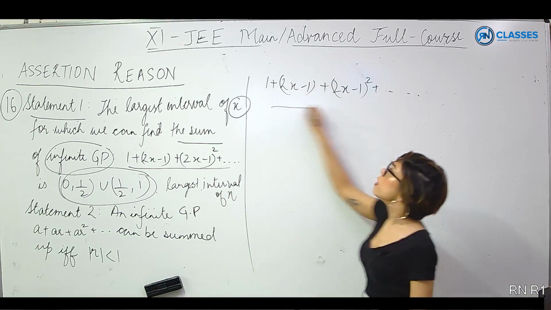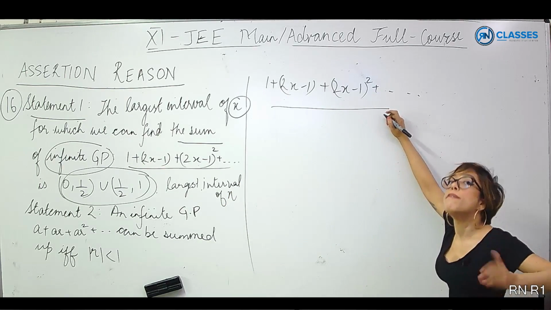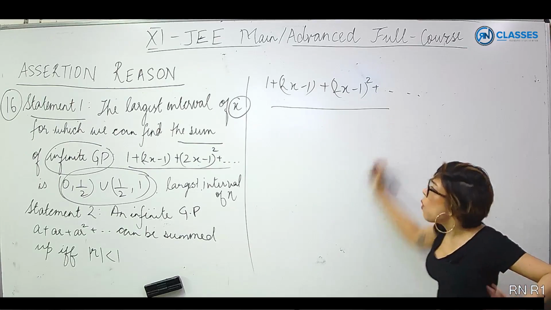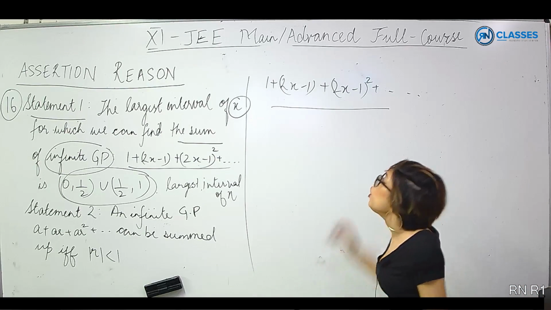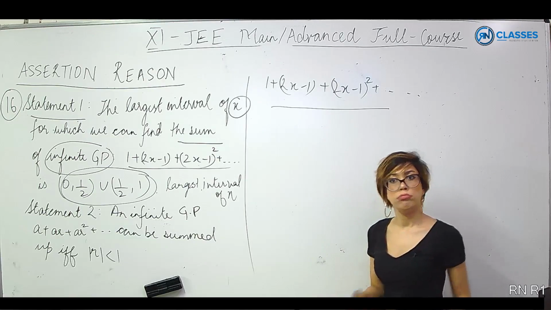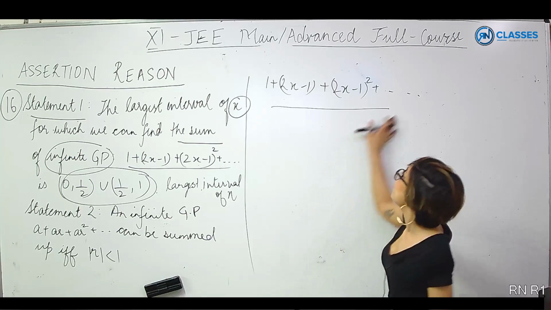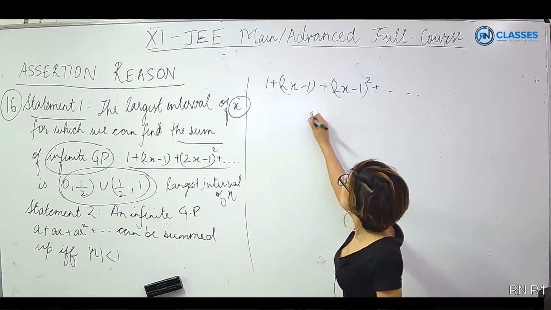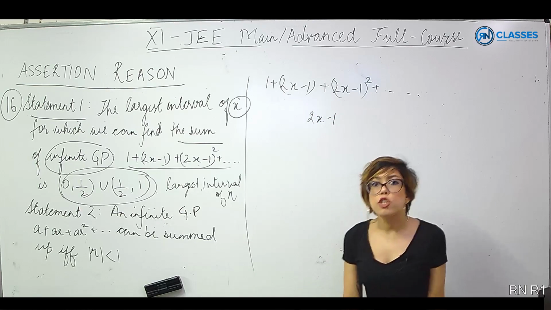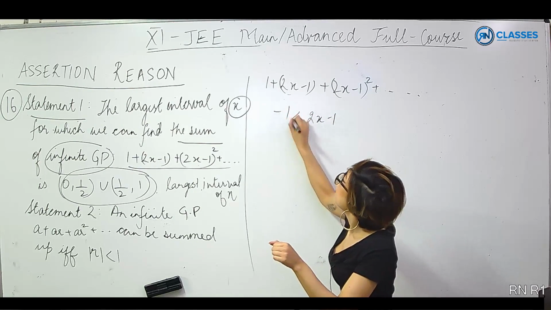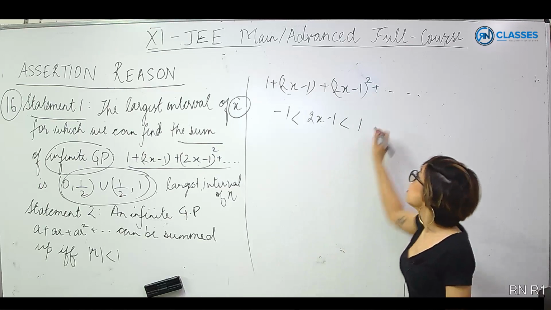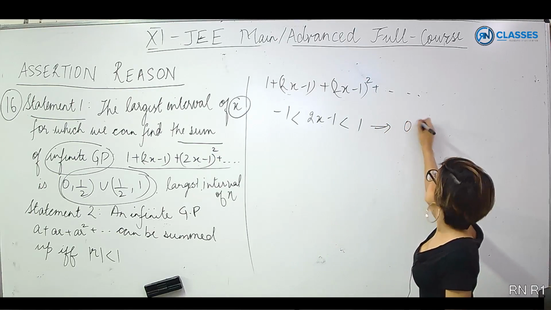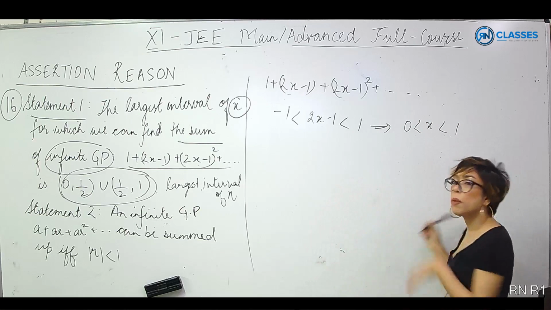He says that this is a GP. In fact, he says that this is the infinite GP. If I want to add the terms of an infinite GP, the common ratio has a restriction on it. In this case, the common ratio is 2x minus 1. The common ratio should lie between minus 1 and 1. This we already know. And this will give me x lying between 0 and 1. You can easily solve it, not a big deal.